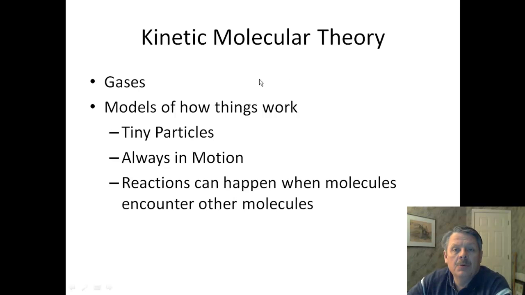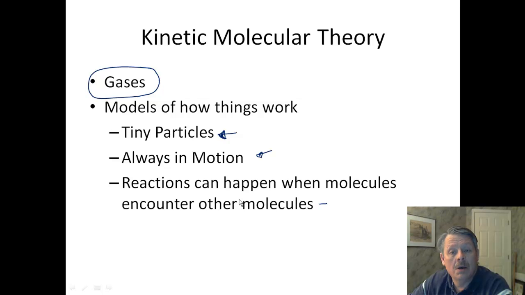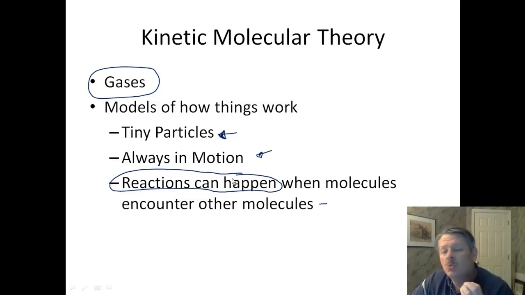So typically when we talk about the kinetic molecular theory, we talk about gases because we think about the molecules of gases, and they move really, really quickly and they're very, very small in relation to the empty space around them. They are always in motion, moving very quickly. And when those molecules encounter other molecules, sometimes reactions happen. Now, is it every molecule that touches every molecule? No. But certain molecules, when they touch each other, if they happen to do it just right, with the right amount of energy, then a reaction happens.